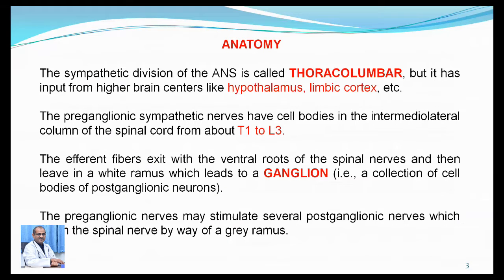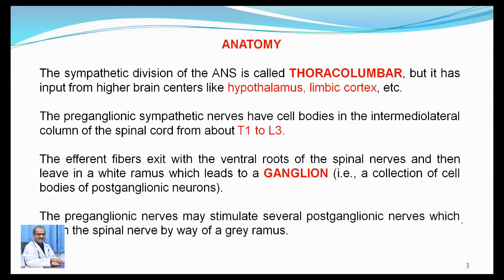Okay. Coming first, we have to know the basic anatomy, especially the certain features of this particular topic. The sympathetic division of the autonomic nervous system is called the thoracolumbar outflow, but it has input from higher brain centers like the hypothalamus and limbic cortex. It is thoracolumbar because the preganglionic sympathetic nerve cell bodies are in the intermediate lateral column of the spinal cord, T1 to L3. So most of the nerves originate from the spinal cord, that is, thoracic 1 to lumbar 3. The nerves arise from these particular places.